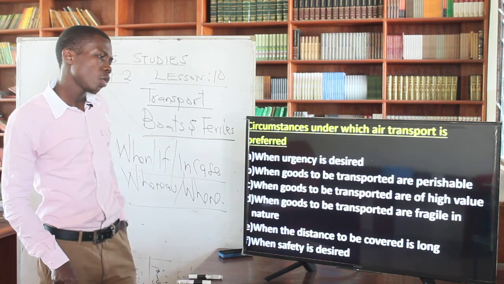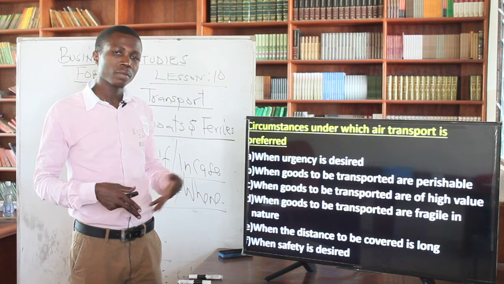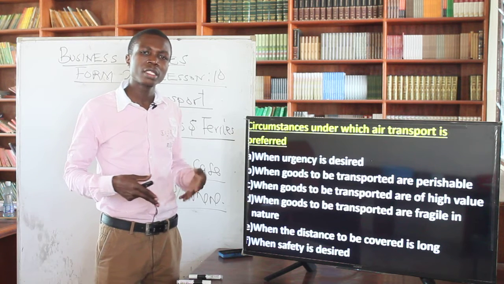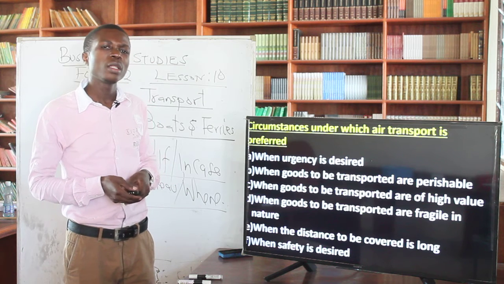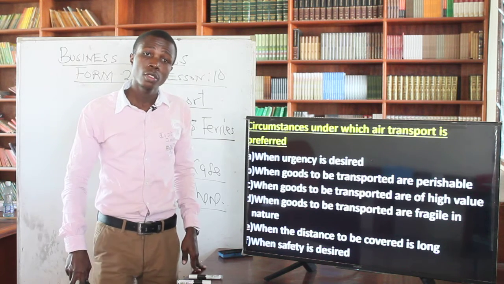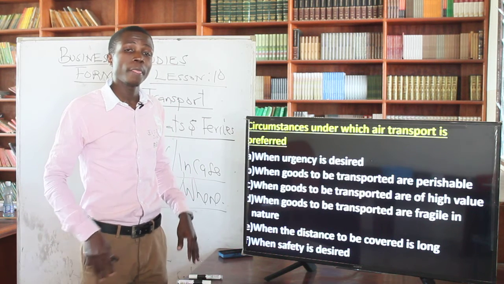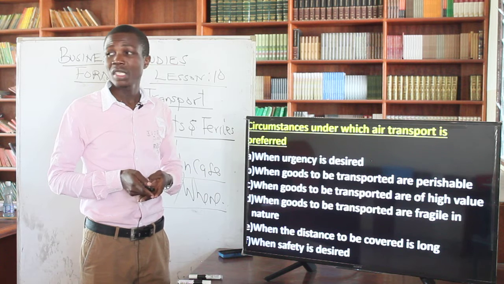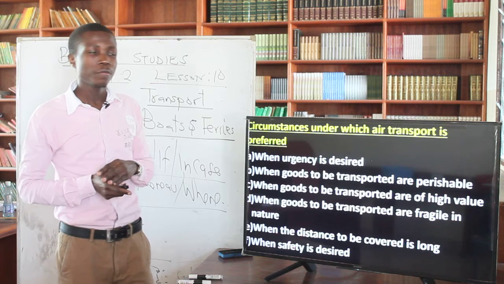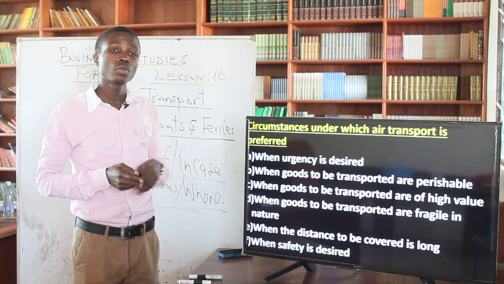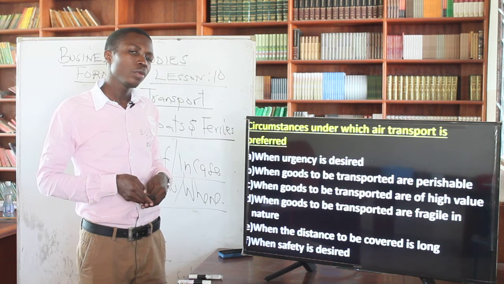Then the next, when goods to be transported are fragile. Fragile means that they are not durable. They can get destroyed anytime. They are weak and very expensive. So you will use air. And the next, when the distance to be covered is long, when you want to transport goods to the United States of America, it's a long distance and therefore it's suitable to use air. When you use other means like water, it will take months for the goods to reach there. Then the last one, when safety is desired. If you want full safety when moving goods from one place to another, then you will consider air.